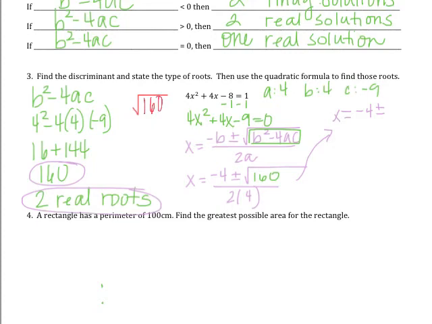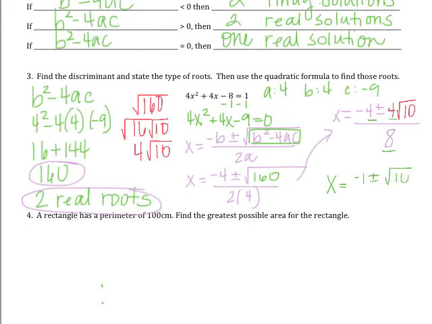So the square root of 160, the perfect square inside of 160 is 16 times 10, so that would become 4 square root of 10. So now, instead of writing the square root of 160, that's 4 root 10 divided by 8. 4, 4, and 8 are all divisible by 4. So now I can say my final answer is negative 1 plus or minus the square root of 10 divided by 2.